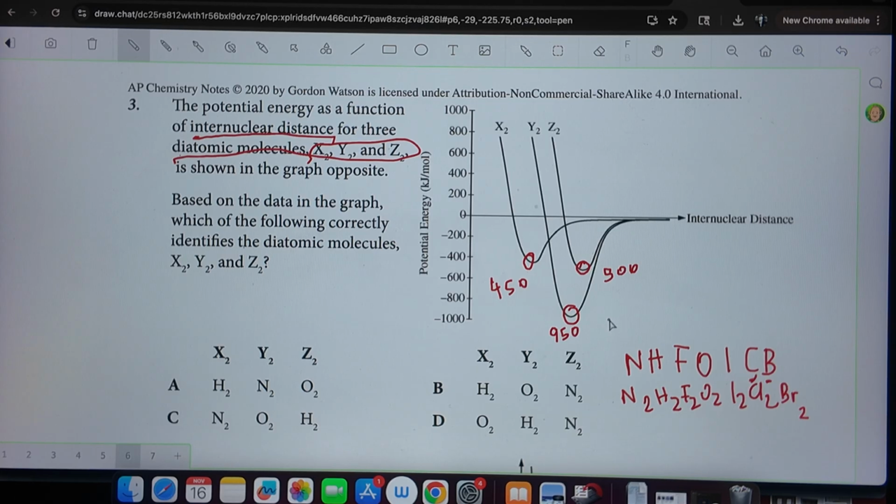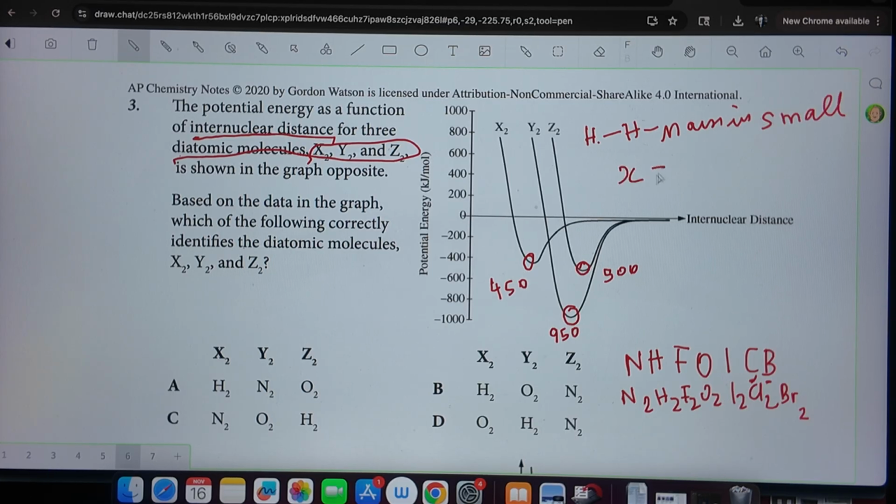Okay, and so now, the shorter the bond length, the less the distance would be, right? Two hydrogens are very small, H and H are very small. Their mass is small. So off the bat, X would have to be H, because they only gave us three options: H, O, and N. Any answer that doesn't have X2 as H, I'm eliminating.